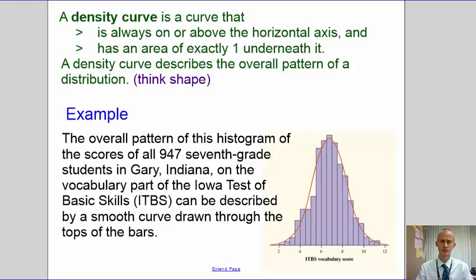Here's an example of what we're looking at. We're going to be talking about density curves. Here is a histogram of ITBS scores from Gary, Indiana. There are about 1,000 of those scores, and as you can see, it's approximately symmetric. And we have a curve, the red curve, outlining where the histogram lines up.